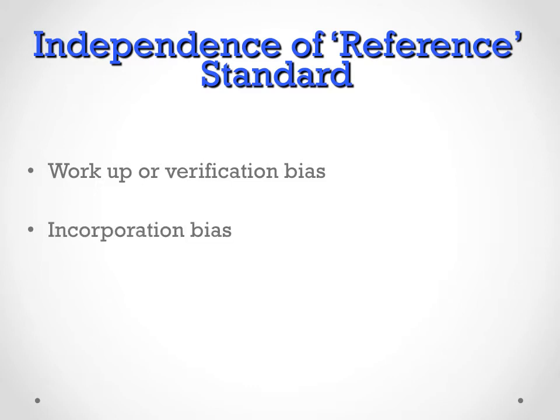The other form of bias is known as incorporation bias. This is when the diagnostic test under evaluation forms part of the reference standard. So if you were evaluating cardiac markers for diagnosing MI, the reference standard will often include a cardiac marker in the definition of the MI, such as troponin.